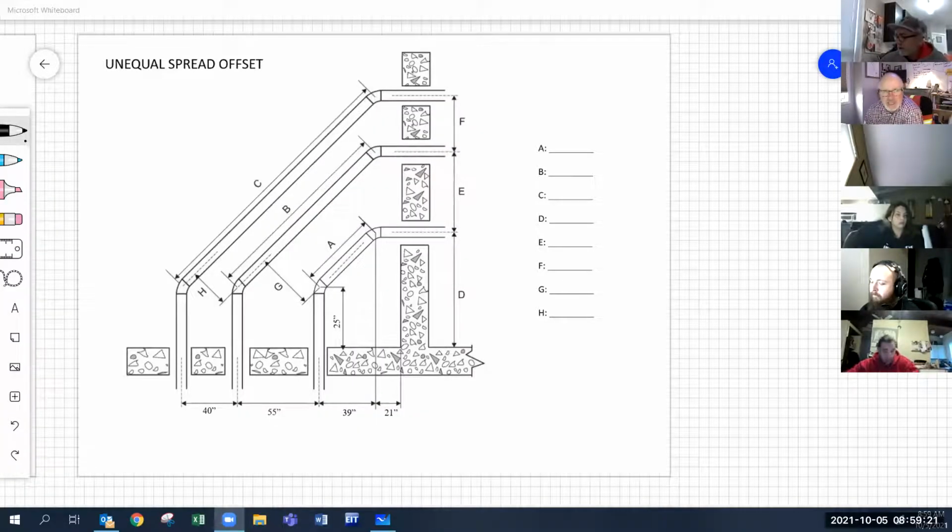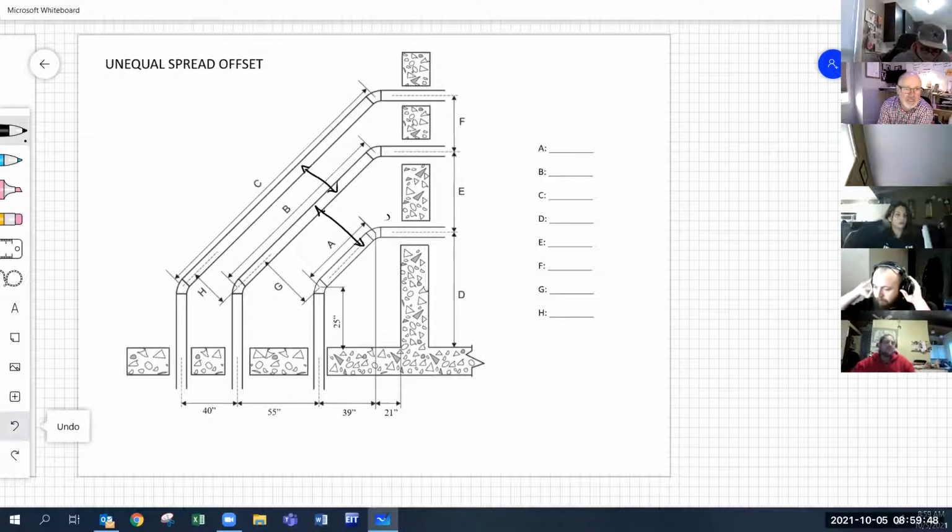So this is an unequal spread offset. Now I want you to notice the spread apart of the pipes are not equally spread. And this is what they're talking about in here, is that these spread apart are not equal. So that's what they're trying to convey there, that they were unequally spread. Does that make sense? Okay, so that's why we call it an unequal spread offset.